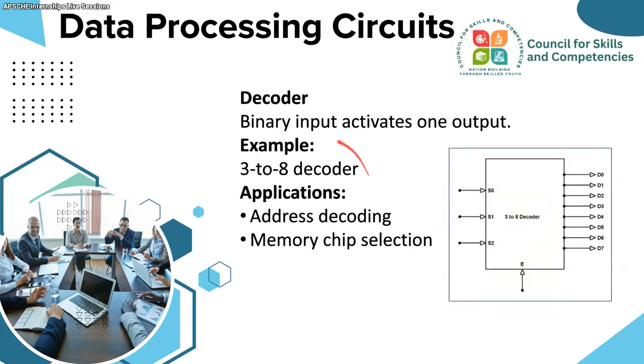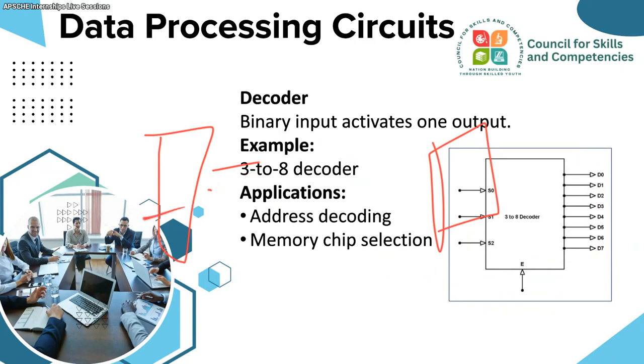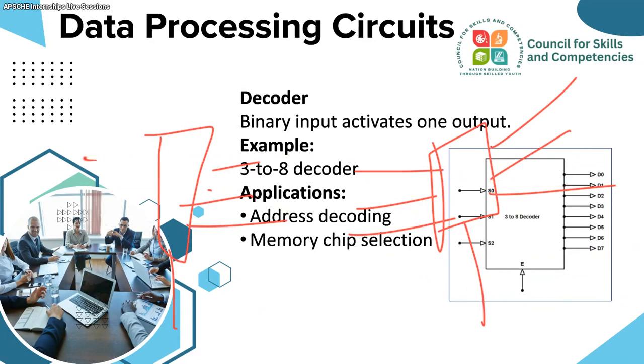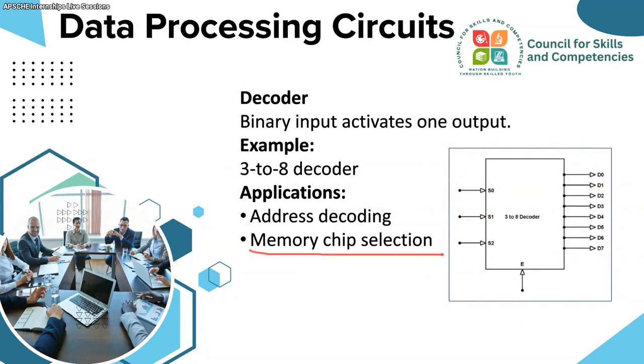Then the next is the decoder. Whatever we encoded, we want to get those things back. By using the value, we will decode what the exact data is. So you will have an encoder and you will have a decoder. With the encoder you get these things, and with the decoder and a select line you can decode it. It is used for memory chip selection and address decoding.